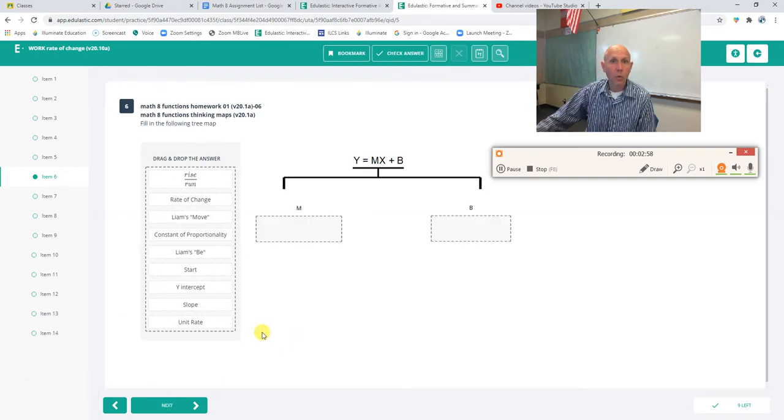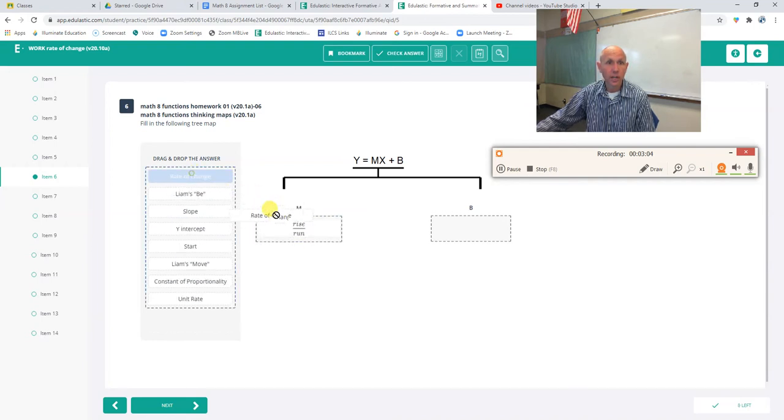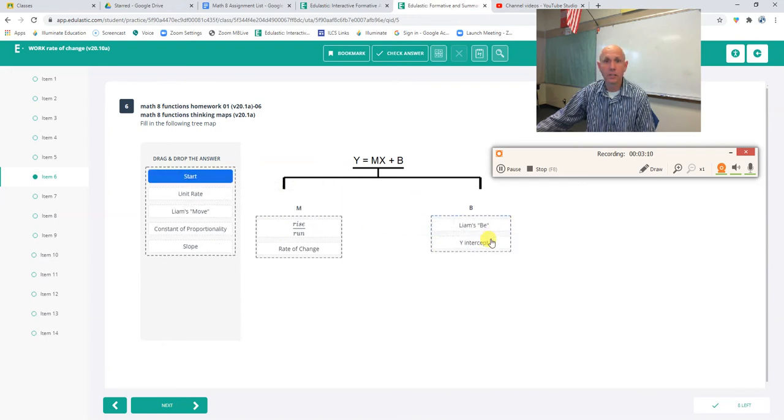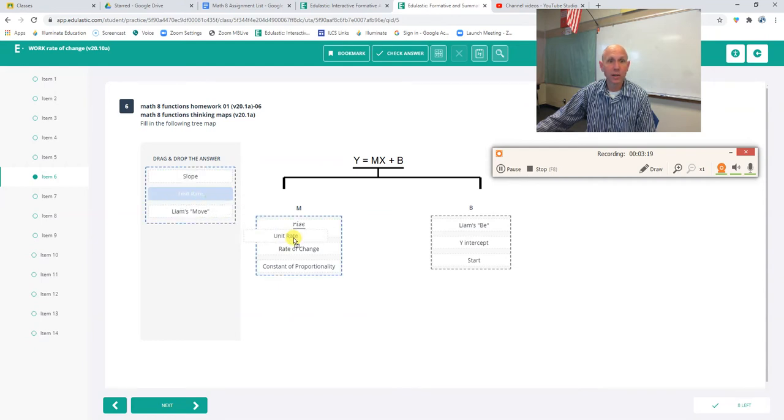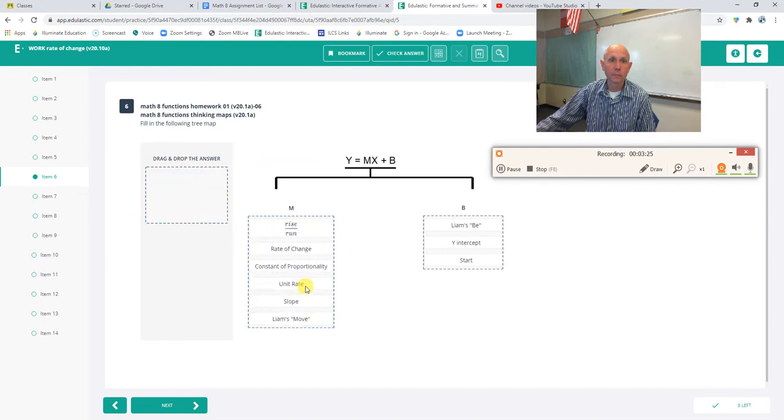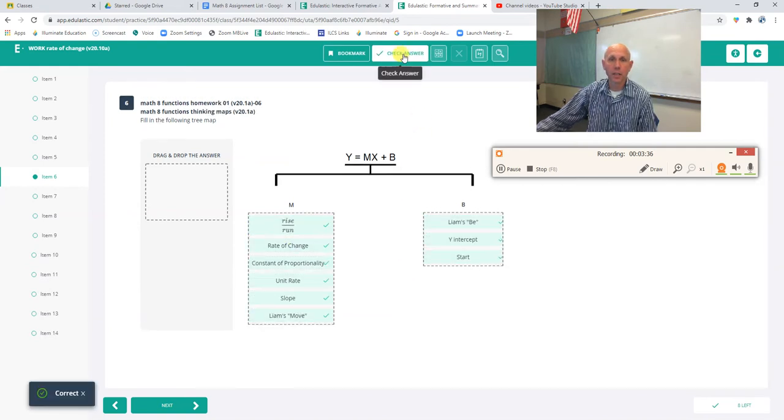All right, let's build our y equals mx plus b tree map. So m is rise over run. Rate of change is also m. Liam's b, well, that's b. The y-intercept, that's what b is. The start, that's the start. Constant of proportionality, that's a new one. Unit rate, I don't know if I've put that in my notes lately. Unit rate, slope, Liam's move. The ones we have to remember are unit rate, rate of change, constant of proportionality, because we know slope, we know the move, we know rise over run. Let's check it. Whoa, okay, good. For a second, I thought it was wrong. That looks good. We'll keep going.